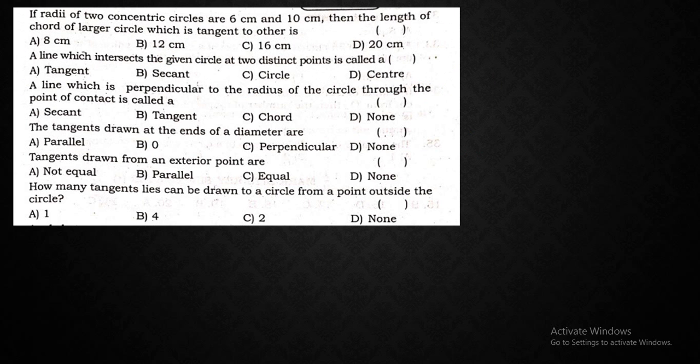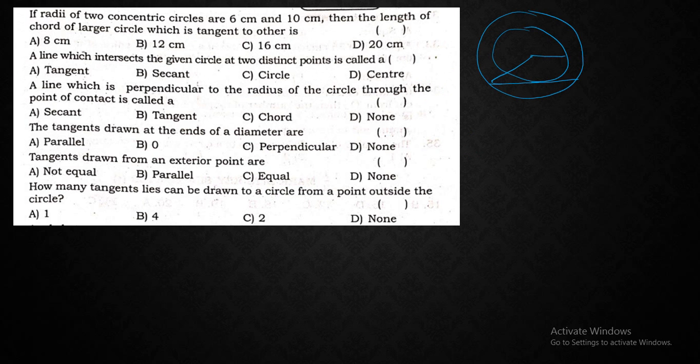Next, moving on to one more question. If the radii of two concentric circles are 6 centimeters and 10 centimeters respectively, then the length of the chord of the larger circle which is tangent to the other is? There are two circles, one inside the other. The radius of this circle is 6 centimeters and the radius of the bigger circle is 10 centimeters. Now this particular tangent to the smaller circle acts as a chord to the bigger circle.